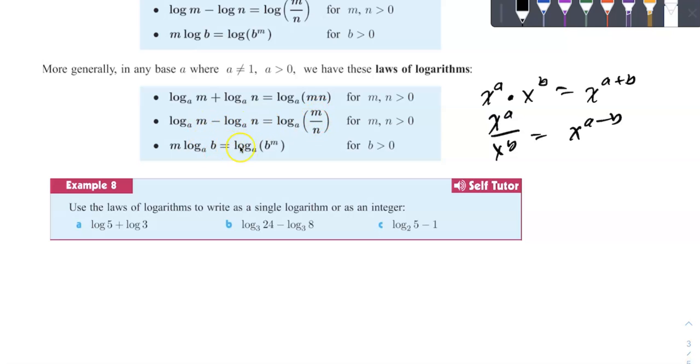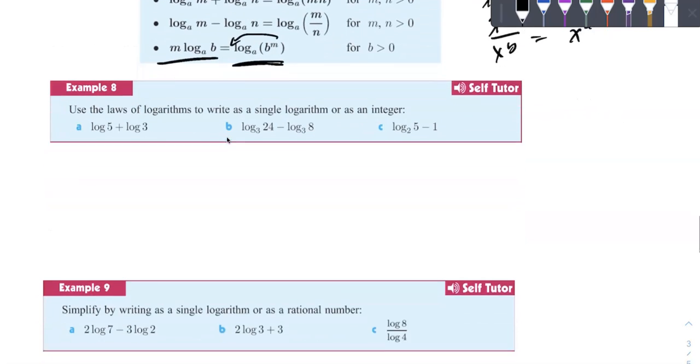And then finally, probably the most important rule, well, I'm not sure most important, but when you have log base a of b to the m, you could rewrite this with the m as the power in front. So it looks like m log b. So let's use some of these logs.